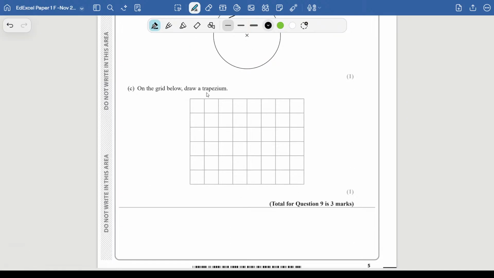On the grid below, draw a trapezium. A trapezium will have a pair of parallel sides, like it's a quadrilateral where none of the sides are equal. I'm using a ruler to draw this. Suppose these are the pairs of parallel sides. It hasn't mentioned any dimensions, so you can draw it of any length of your choice. Suppose this is how I draw, or you could have drawn it at any other orientation as well.